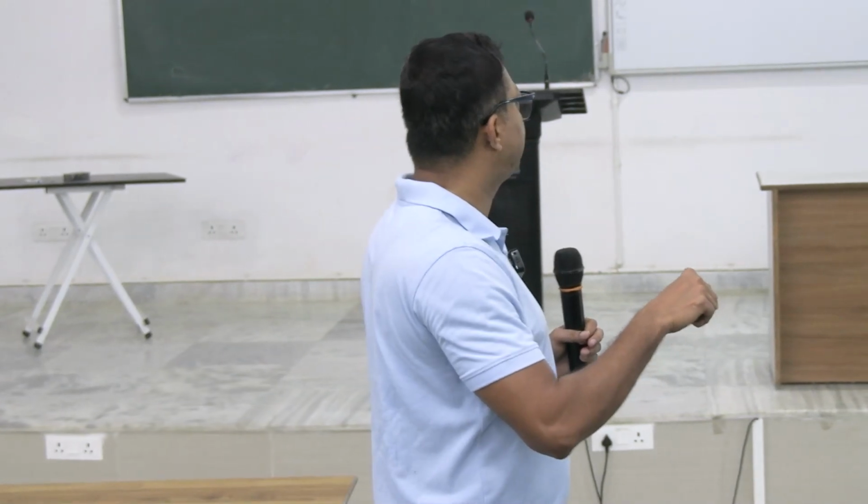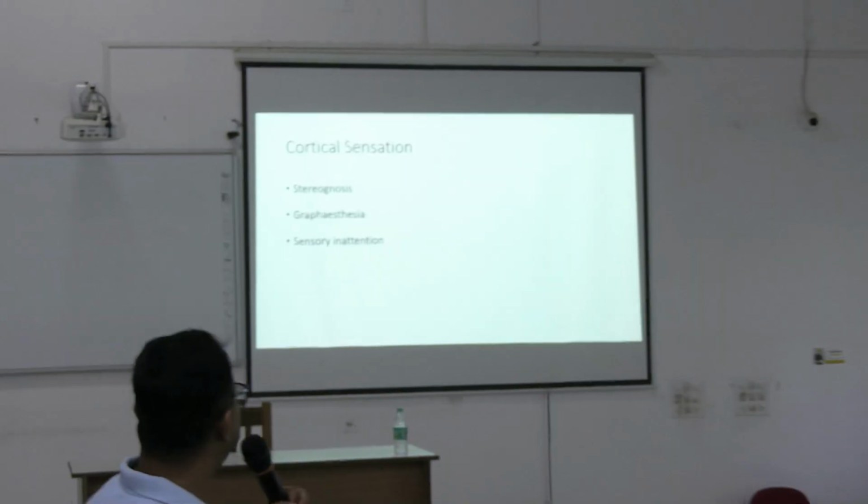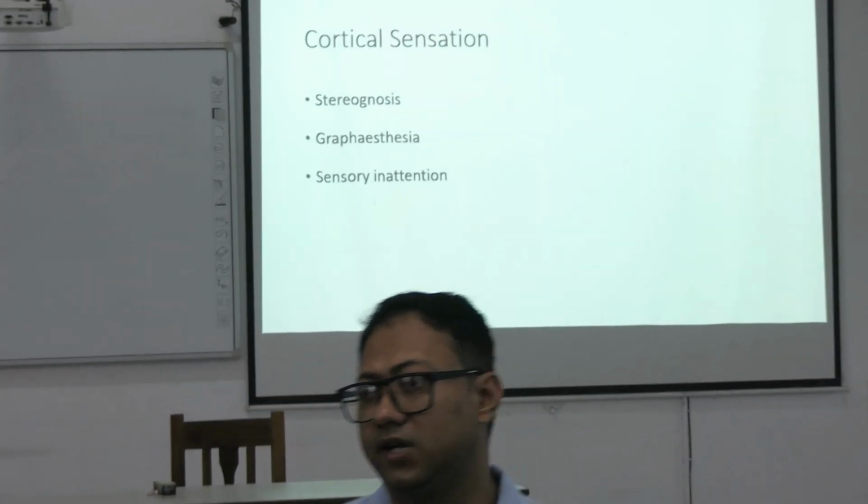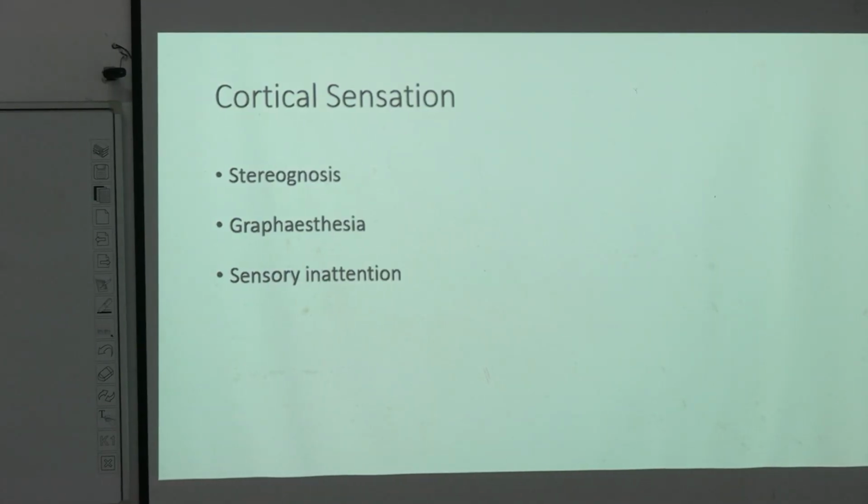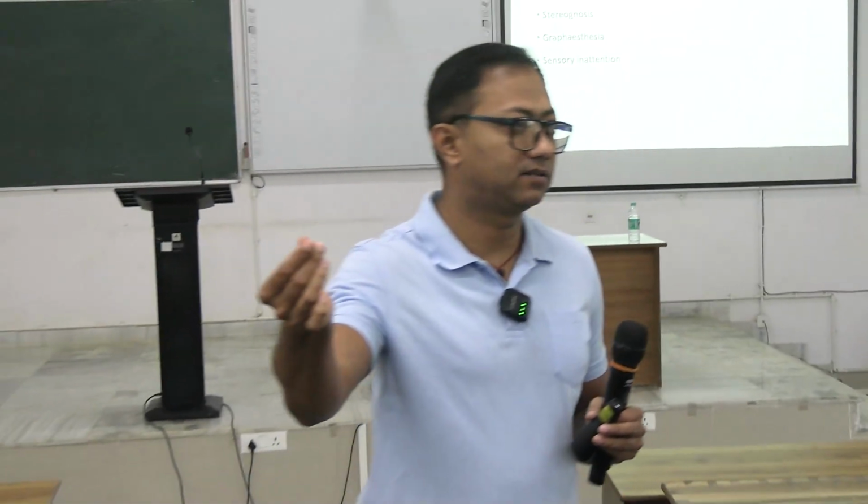Stereognosis, graphesthesia and sensory inattention. What is stereognosis? Say for example I am giving you a coin and your eyes are closed, you feel it, and say yes, it is a coin. That is stereognosis. Graphesthesia: letters, you can feel and say this is written A or B or C. Just like blind people, they feel what is written.